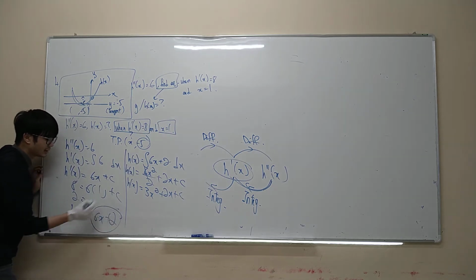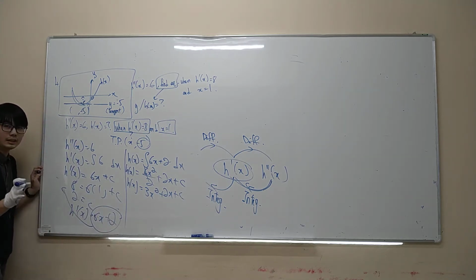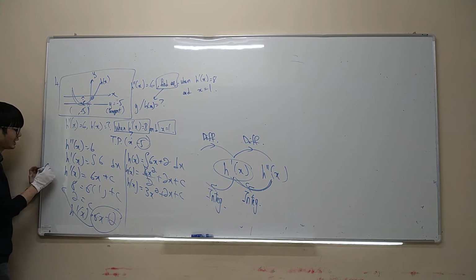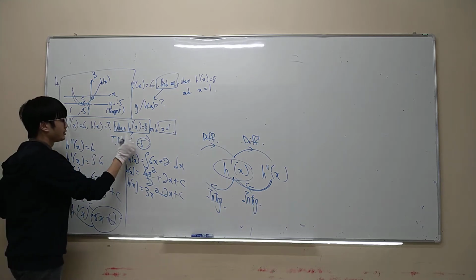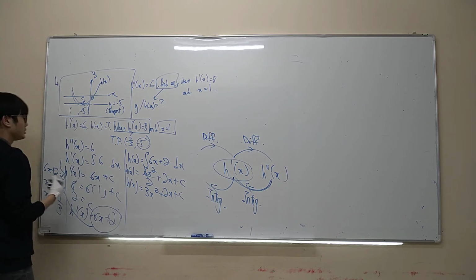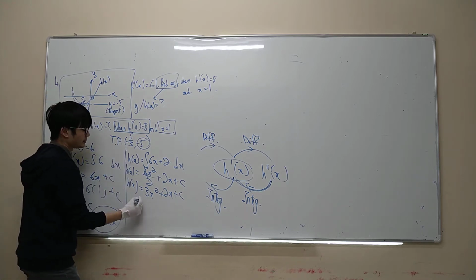So this is your h prime x. Just take this whole thing equals 0. Why equals 0? Because turning point. 6x plus 2 equals 0. x equals negative 2 over 6. So the x is negative 1 over 3. So here will be negative 1 over 3. And the x coordinate is what?